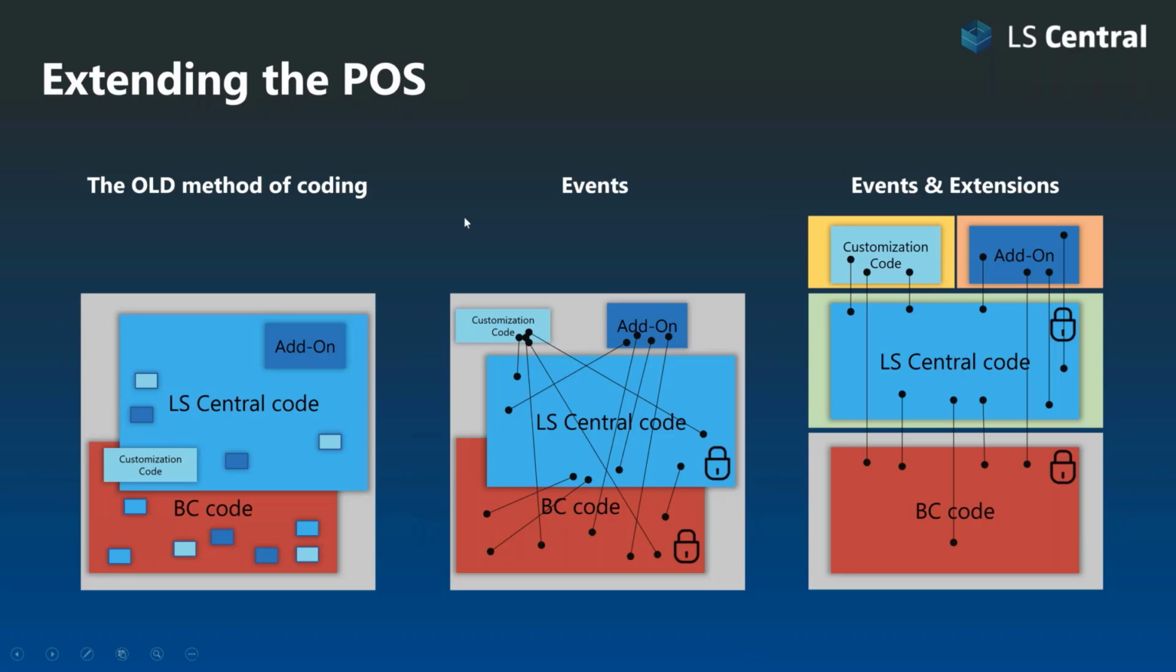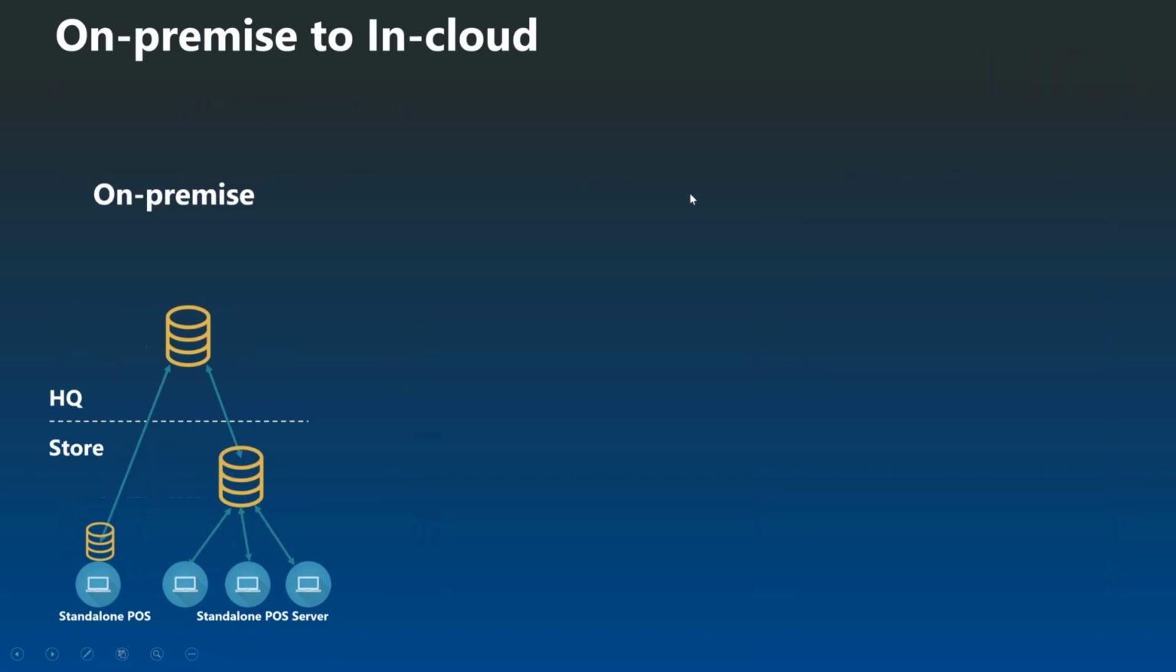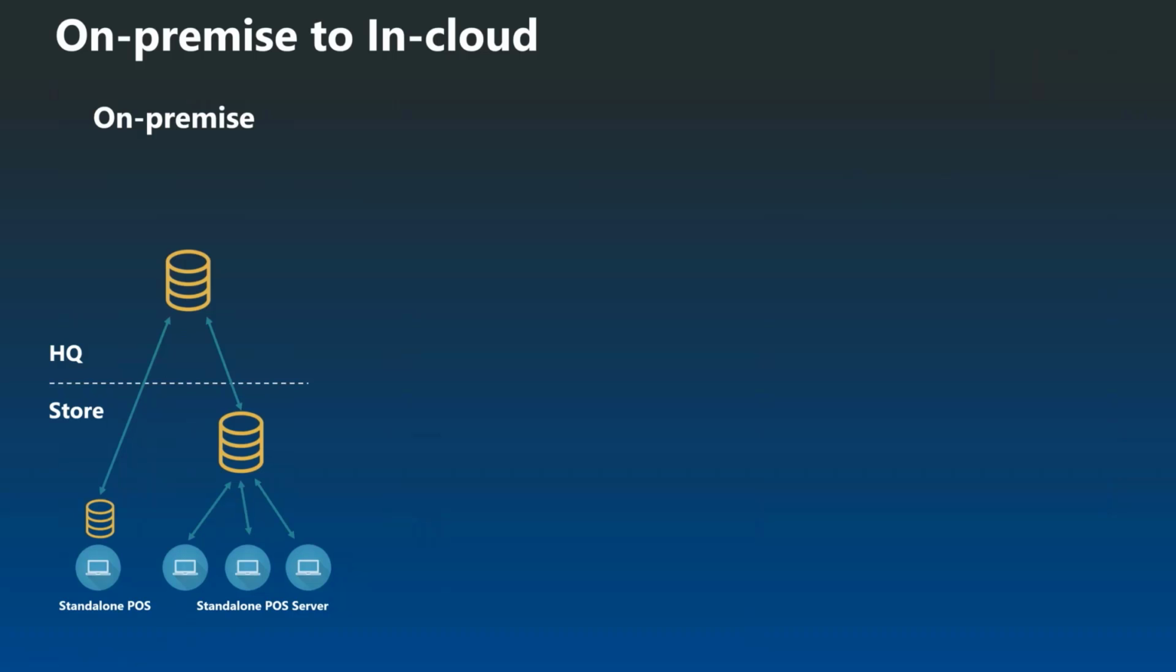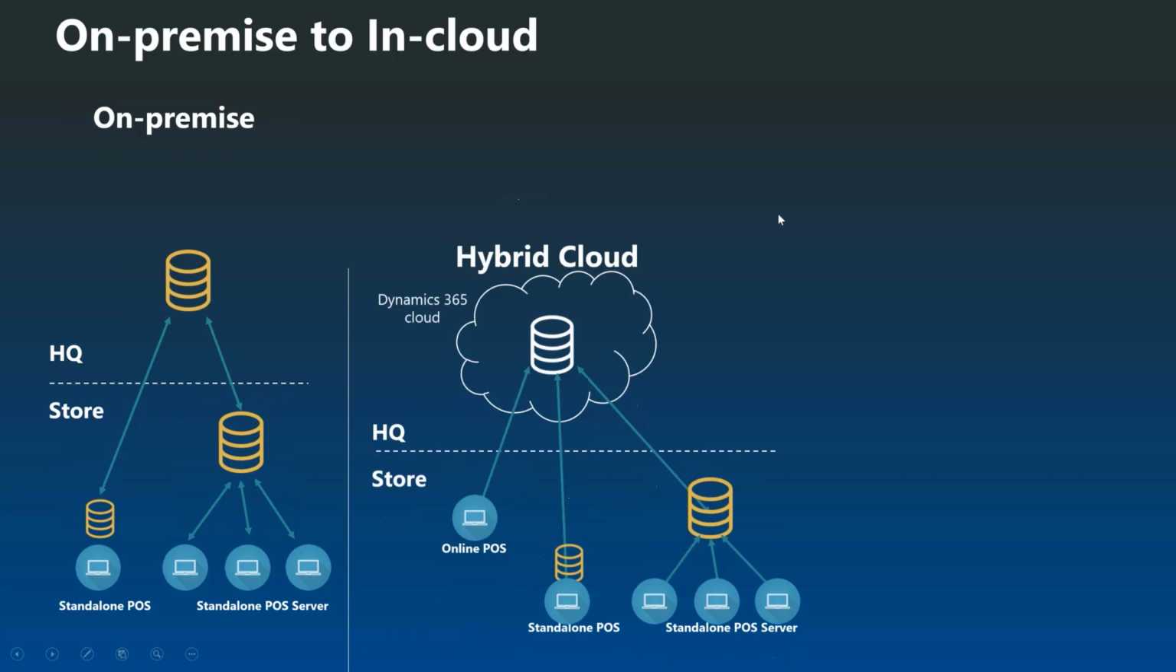Now there are 3 deployment scenarios for LS Central solution. There's the on-premise, a mixture of standalone POS or POS connecting to a standalone POS server, and the data is replicated to the server in HQ. Now this is an environment very familiar to us that we all know very well. But then there's the hybrid cloud.